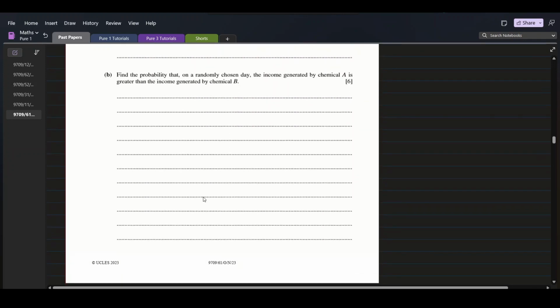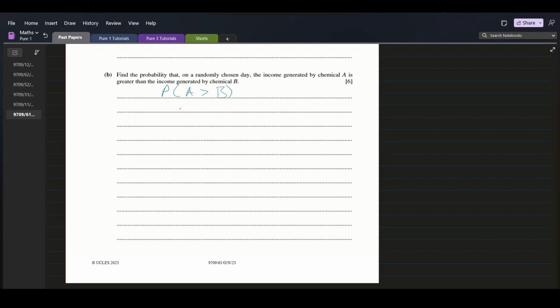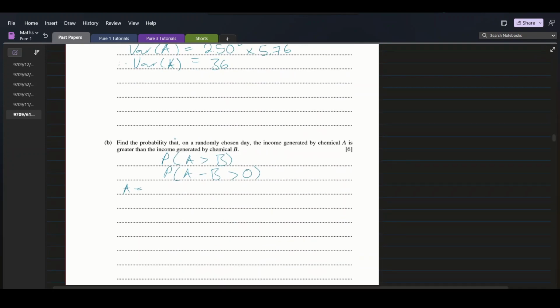Find the probability that on a randomly chosen day, the income generated by chemical A is greater than the income generated by chemical B. Okay, so we want to find the probability that A is greater than B. So if we move B to the left hand side, we can write this as the probability that A minus B is greater than 0. We've already defined A as 2.50x, and we're told that B is 3.25y. So now let's call A minus B D, saying D is equal to A minus B.